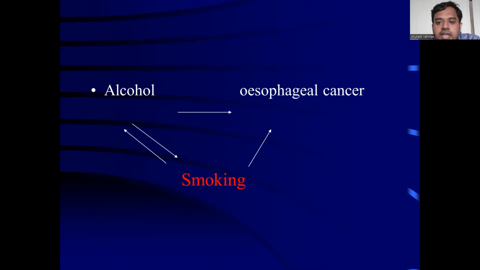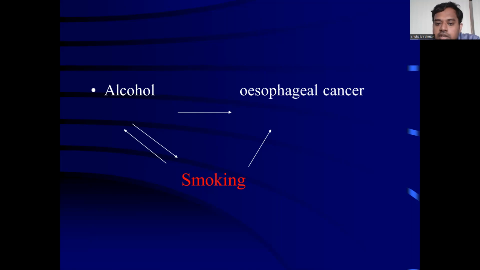Suppose we are studying esophageal cancer, and the exposure we are looking at is alcohol consumption. Smoking will be a confounding factor, because alcohol and smoking are related. Those who consume alcohol will often be smokers. When you watch films, you must have seen those who are drinking: the glass will be in the left hand, and a cigarette in the right hand. So both of them are very interrelated.